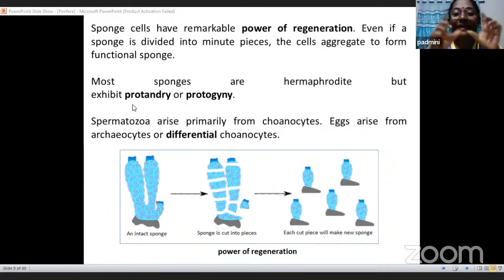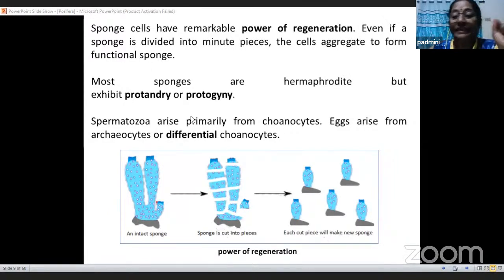Hermaphrodite means an individual that can be either a male or a female, right? But here in sponges, both the reproductive organs are present in the same individual. Production of the sperms and also production of the egg is present in the same individual. So that is called hermaphrodite, having both male and female reproductive organs in a single individual. Okay. And they also exhibit protandry or protogyny.